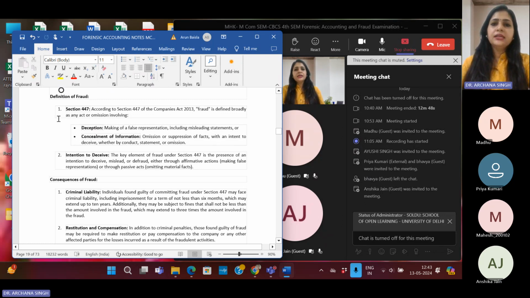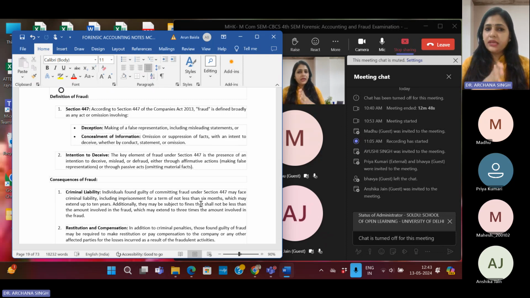Fraud is defined broadly as an act or omission involving deception, concealment of information. Deception means the organization is making a false representation, including misleading statements. Then concealment of information means omission or suppression of facts with an intent to deceive, whether by conduct, statement, or omission. So this is fraud according to section 447.